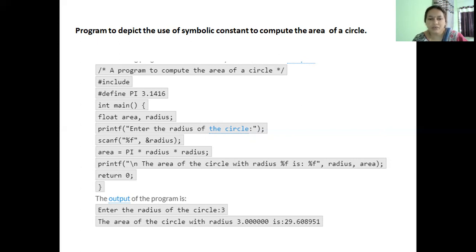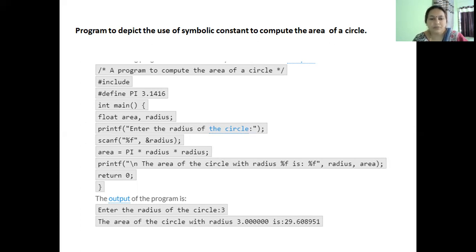Backslash n is an escape sequence which is called the newline character. This character will move the cursor to the next line on the screen. So here we use \n and then we write the statement. In order to display the output line on a new line, we make use of \n here. Return 0 is the default statement for the int main function.